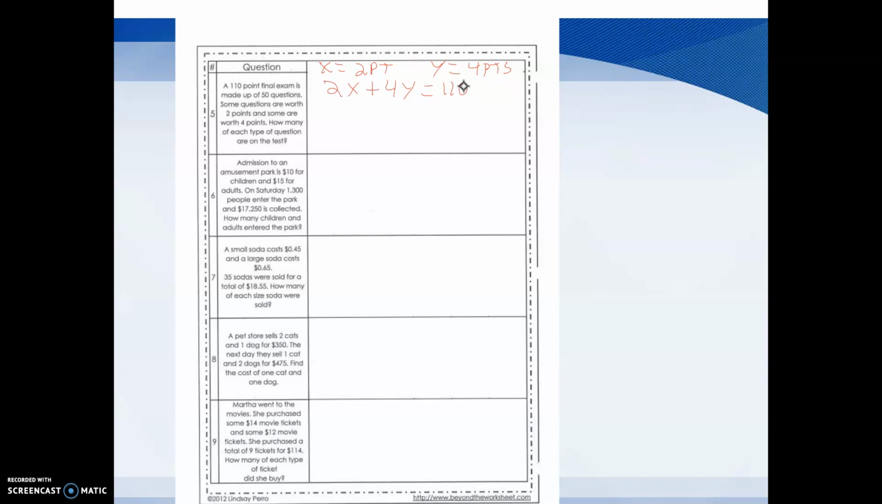Well, 50 questions are made up of some 2 pointers, right? X plus y would be 50 points, not bucks. I'm talking about money here. All right, now let's see. I'm going for elimination, okay? Which means I'm going to try to eliminate the x's by multiplying the bottom by -2, okay?